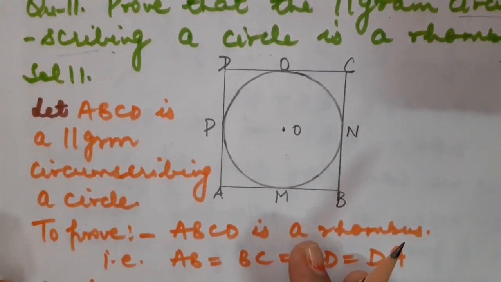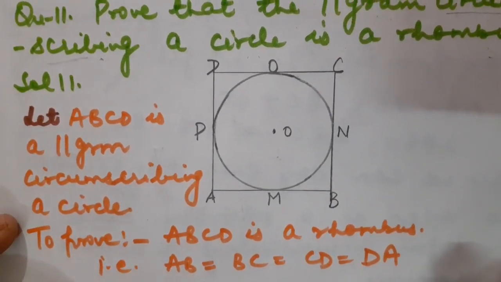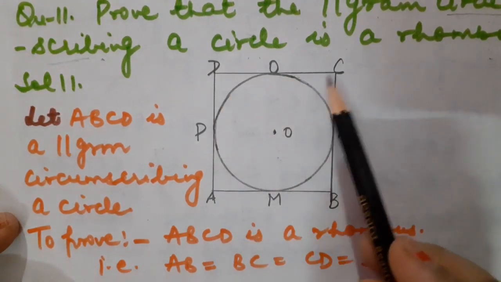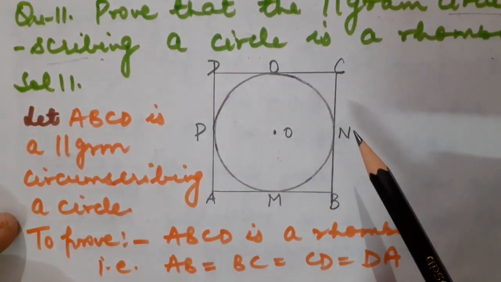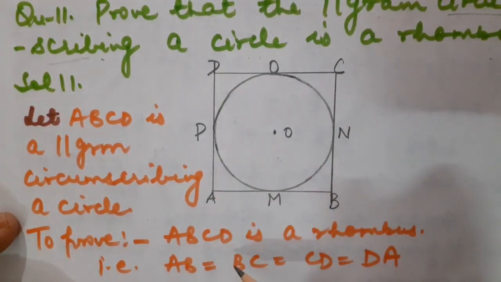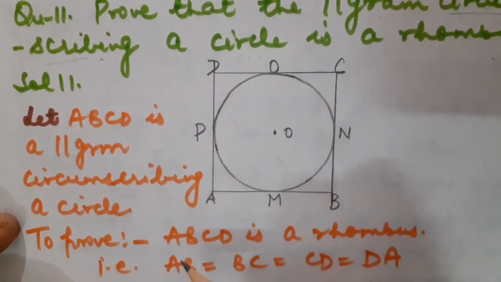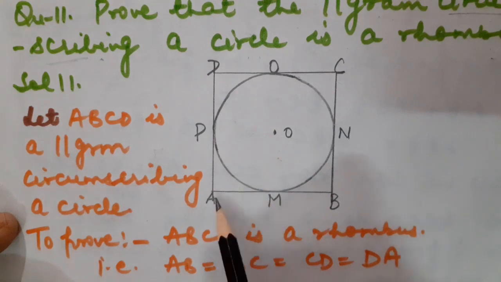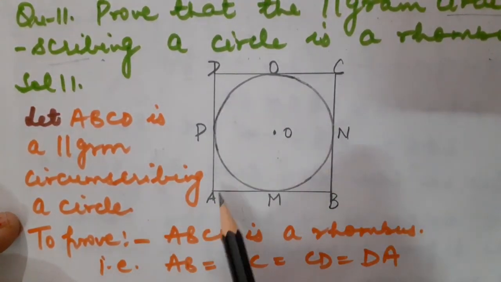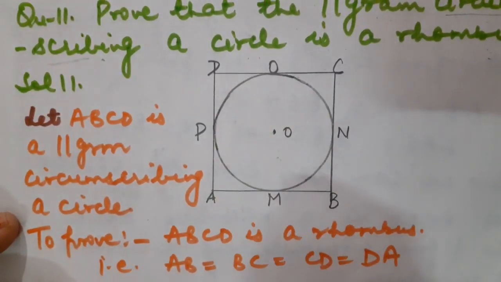So have a look on the diagram. Because it is said that parallelogram is circumscribing a circle, means parallelogram is covering the circle. It means circle will be made inside and parallelogram will be made outside. Okay. So I have to prove that ABCD is a rhombus. Children, you know that ABCD is a parallelogram. If it is a parallelogram, then definitely the length of its opposite side must be equal. So we can say that AB must be equal to DC and BC must be equal to AD.